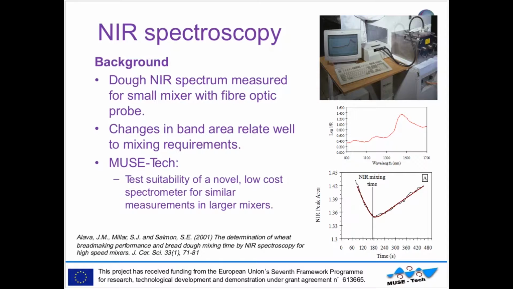My colleagues, the reference shown at the bottom, did some research about 15 years ago with a commercial NIR spectrometer that they mounted to take spectra from a dough mixing in a small laboratory mixer. And they identified that the bands within the NIR spectrum changed during the course of the mixing in a way that enabled you to identify the optimum time of mixing.